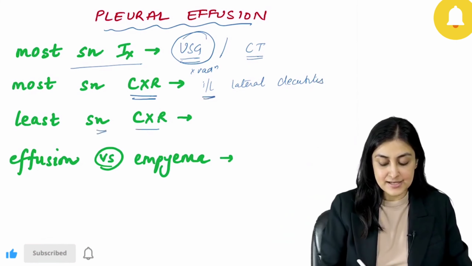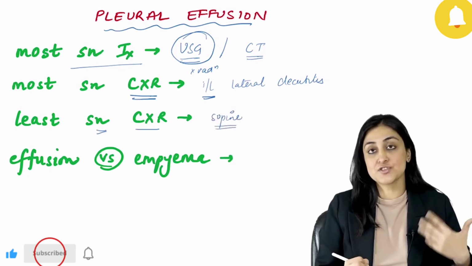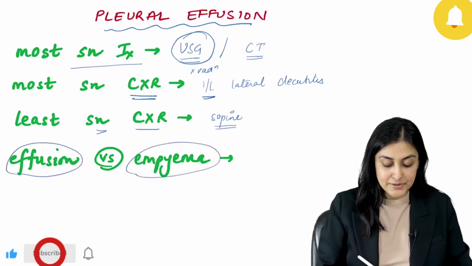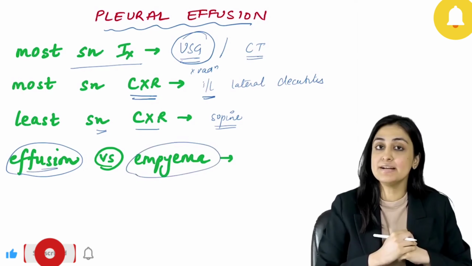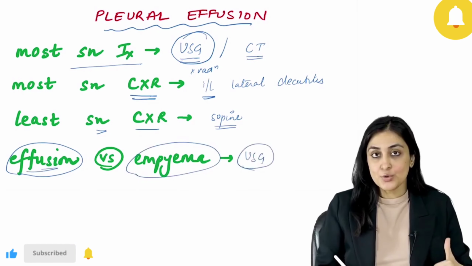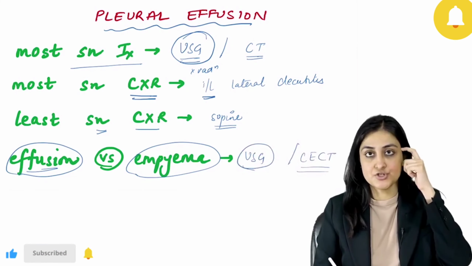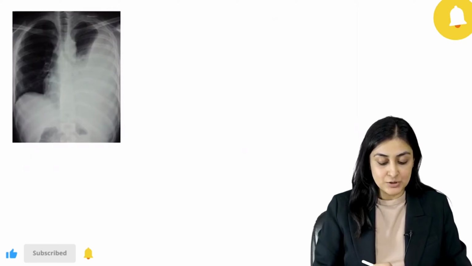Least sensitive chest X-ray, it's going to be a supine position. So when you take an X-ray in supine, that's going to be least sensitive. And what modalities can help us distinguish a simple effusion from empyema, which is an infected effusion? Remember, ultrasound can help with this distinguishing. CECT can help with this distinguishing. Alright, so both of these can help us distinguish. So now let's have a look at the image.